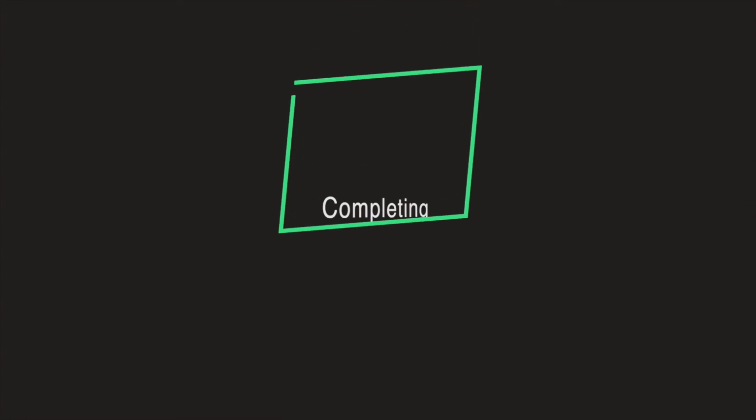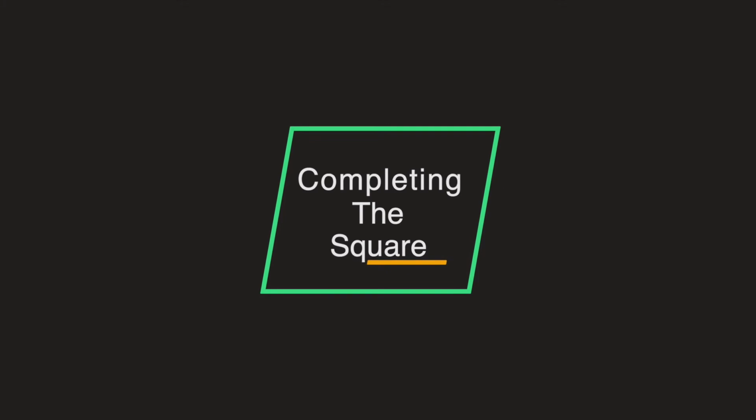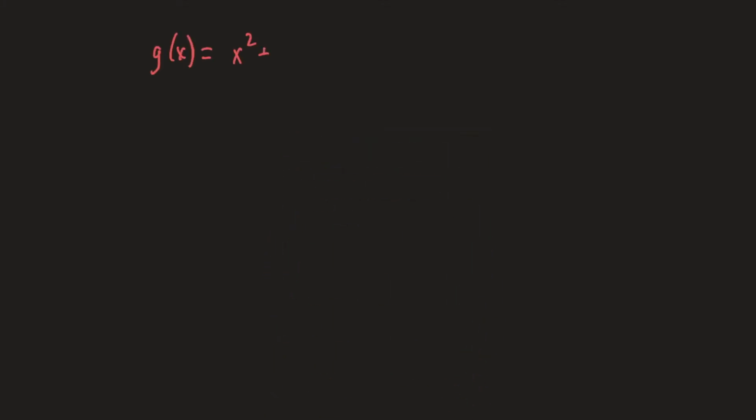called completing the square. So for example, we have some function g of x, which is x squared plus 4x plus 3. And even though we can factor it, it's not going to give me two factors that are exactly the same. Therefore, we're going to use completing the square to put this in a standard form. First thing we want to do is set this function equal to 0.